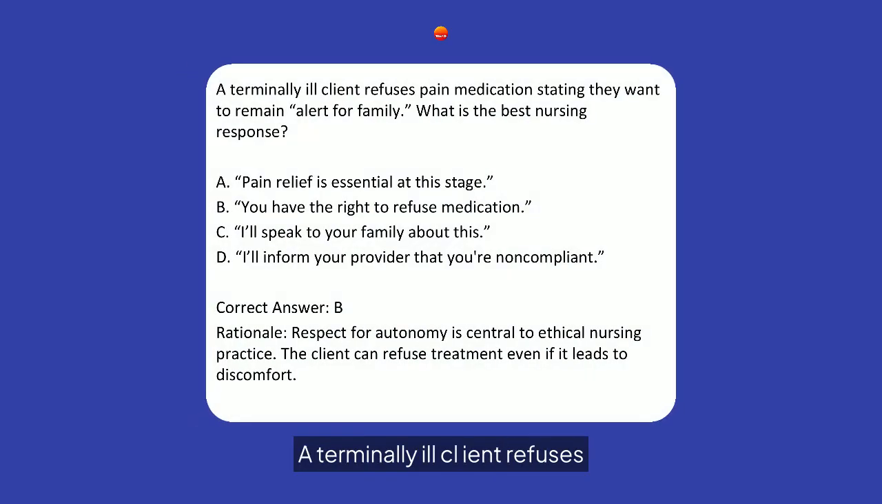A terminally ill client refuses pain medication, stating they want to remain alert for family. What is the best nursing response? The correct answer is B. You have the right to refuse medication. Rationale: respect for autonomy is central to ethical nursing practice. The client can refuse treatment even if it leads to discomfort.